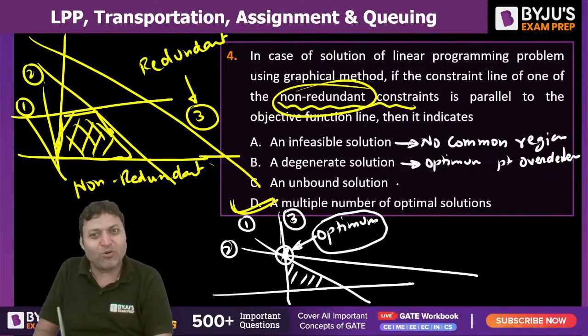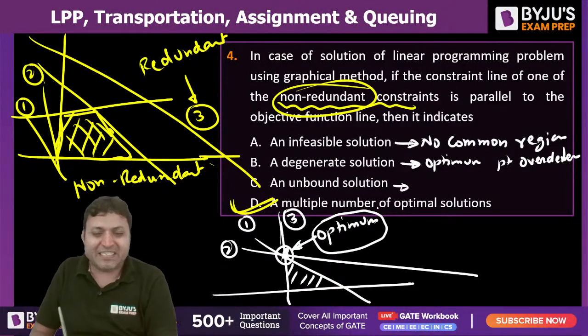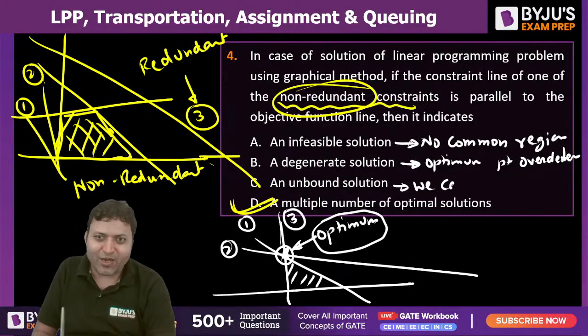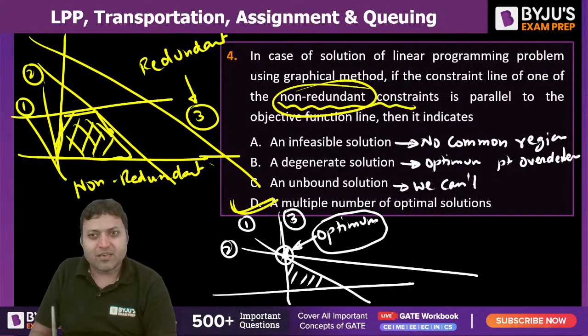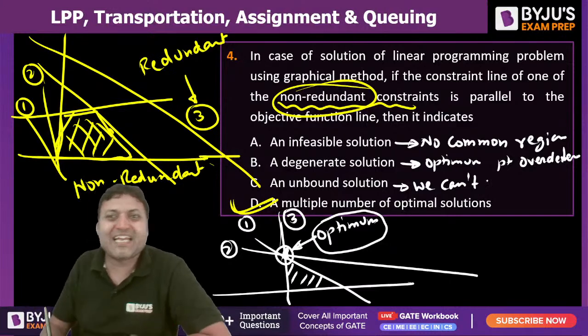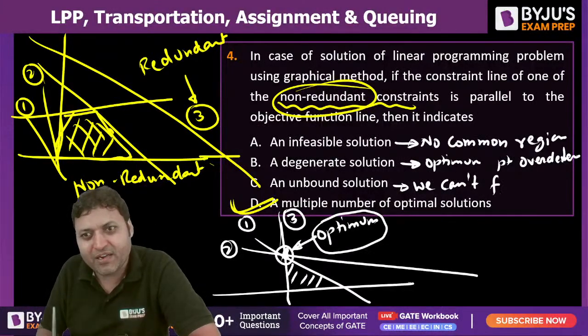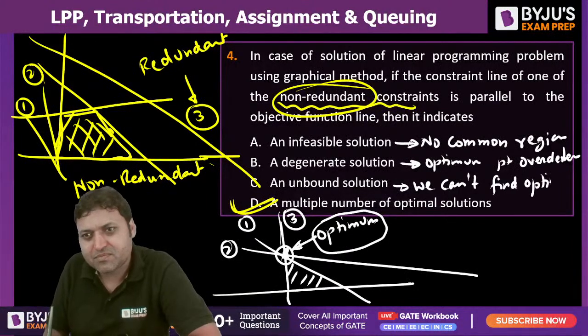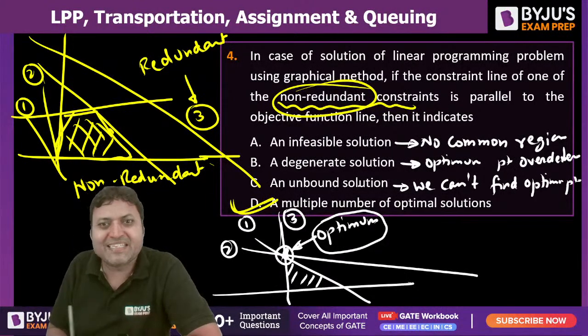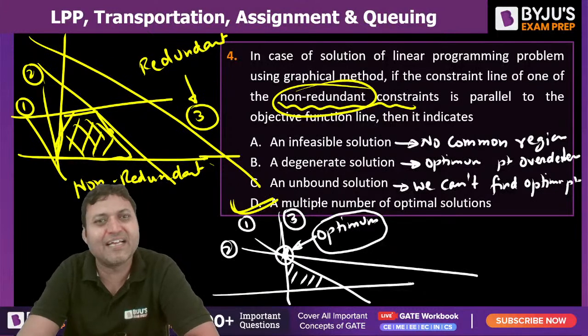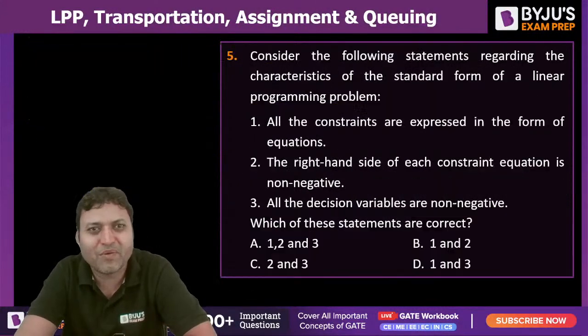And what is unbounded solution? When the feasible region is there, common region is there, but we are not able to find out the optimum point due to restriction in the constraints. Then it is unbounded solution. So option D is the right answer for the given problem, question number 4.